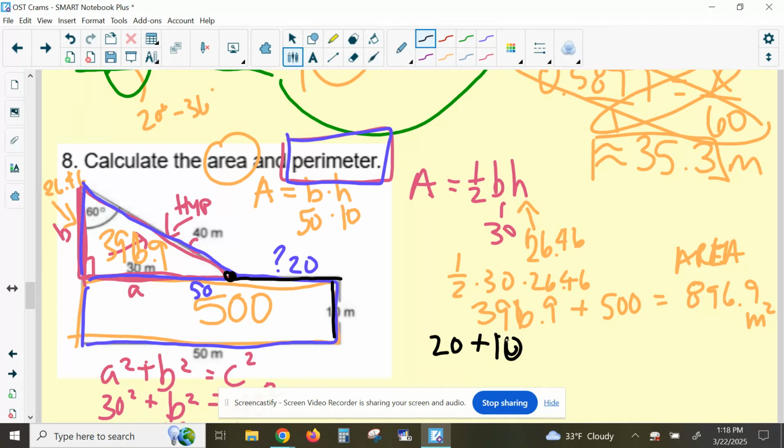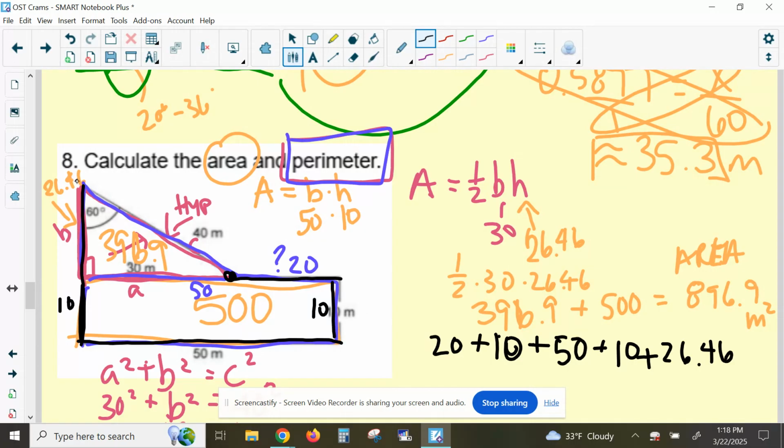I recommend you drive all the way around the figure so you don't miss any sides. Plus 50. Plus, how long is that piece right there? If it's 10 over here, it's 10 over here, right? Plus 10. Plus, we just found that piece up there, 26.46. And then down this angle is 40. Okay, we got to add all those together.